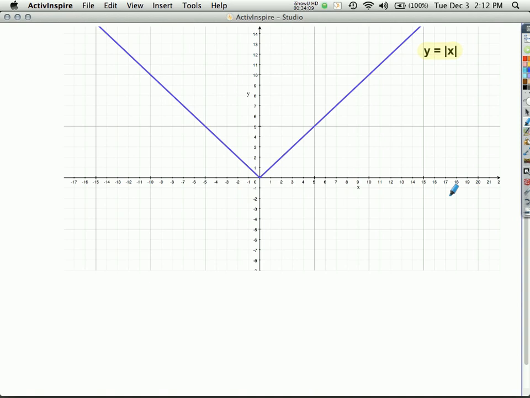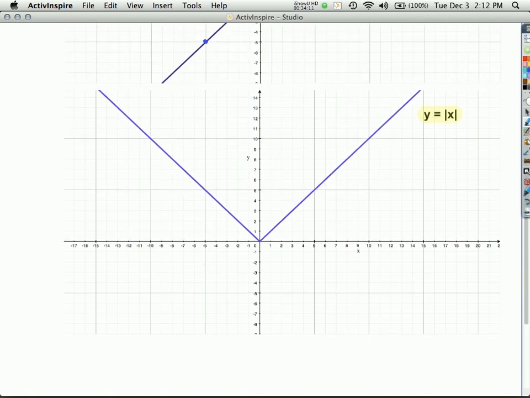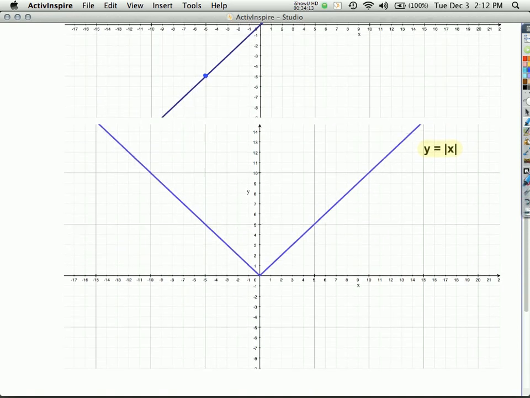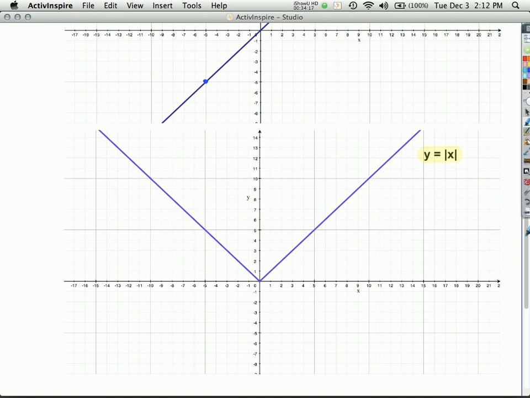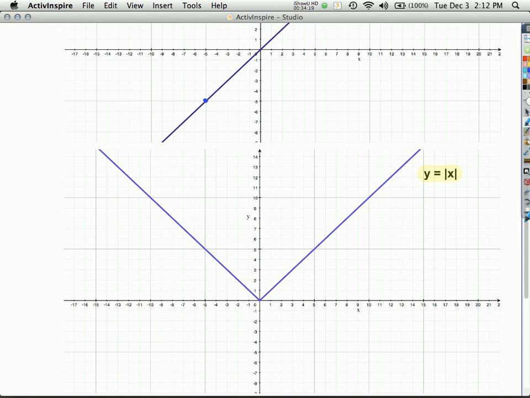So what observations can you make about this graph compared to that one? What things can you say are similar? What's different? What could you say? Davis, Matthew, Dalton, Kadir, what could you say?